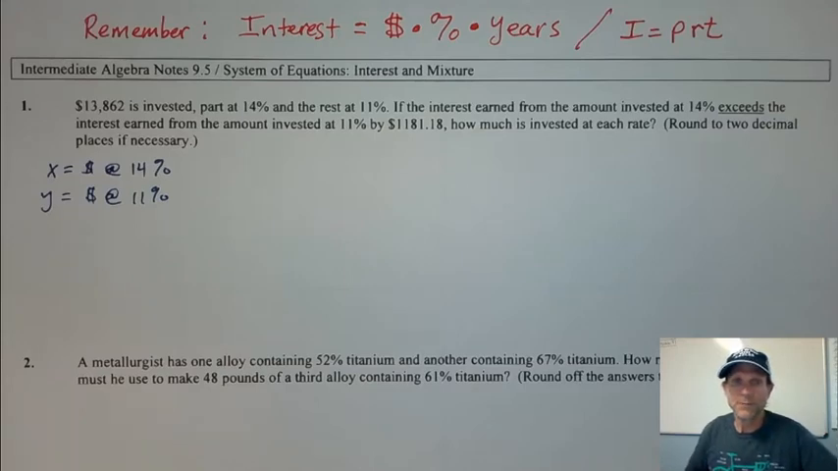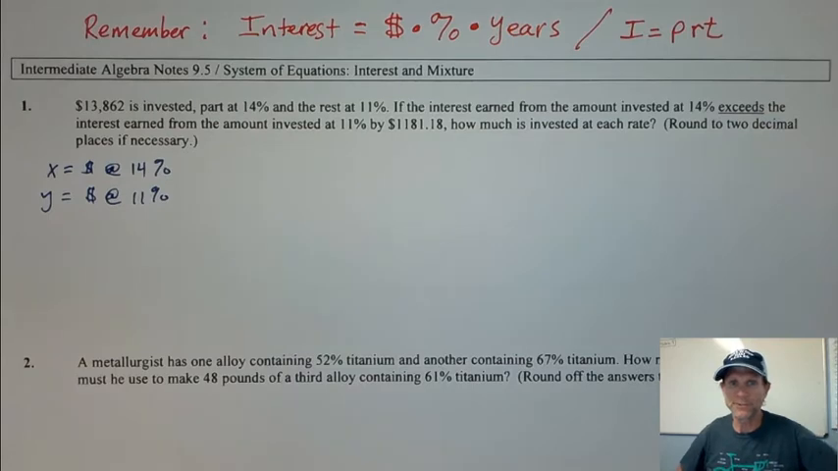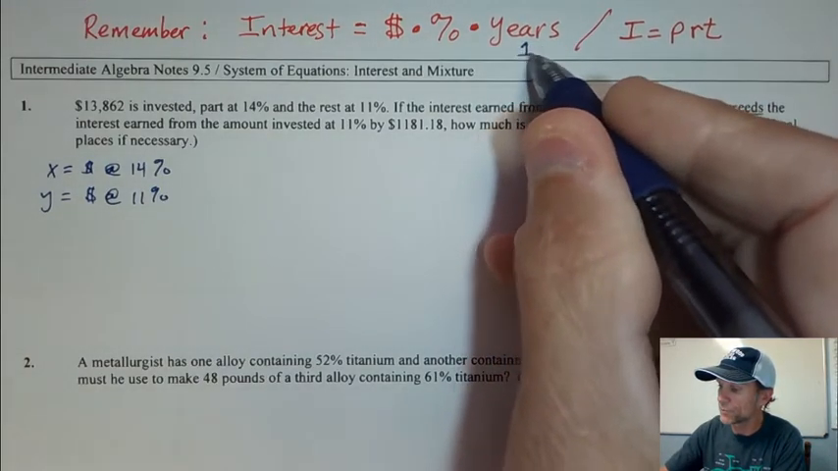Alright, moving on to 9.5, we get into interest problems and mixture problems. These are, again, some classic systems of equation problems. I put a little note up here to remember that interest is equal to the money times the percent as a decimal and the years. And in all of the problems in this section, we're going to use 1 year to calculate.